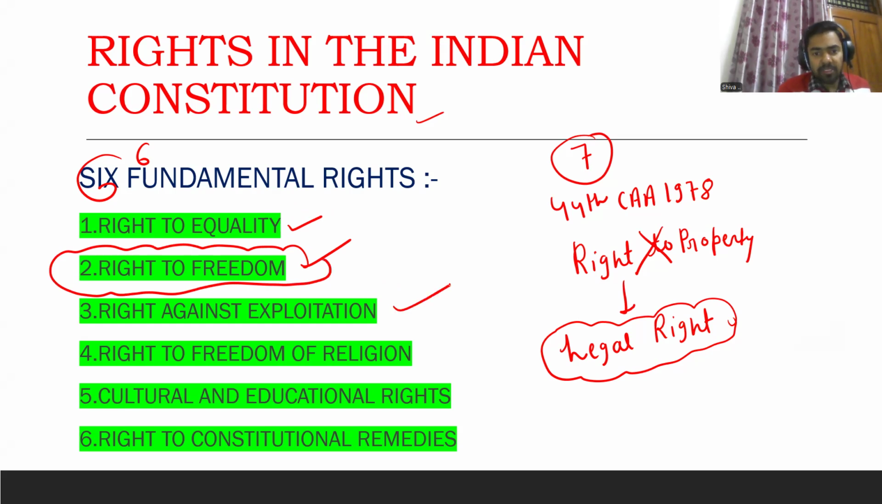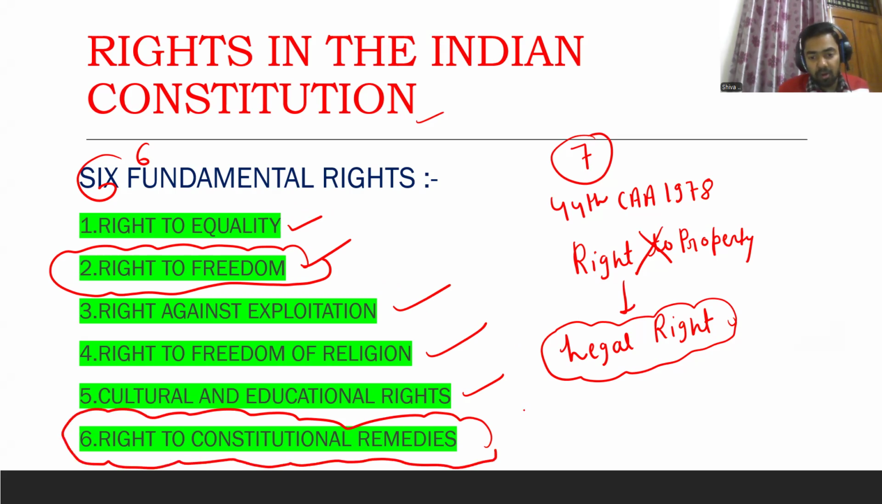Right against exploitation 23-24, right to freedom of religion 25 to 28, cultural and educational rights 29-30, and right to constitutional remedies. Again, a very, very important article, which is known as the heart and soul of our constitution, as said by Dr. B.R. Ambedkar, sir. It talks about the writs, 5 writs, to be issued by the Supreme Court or the High Court, by the Supreme Court under Article 32, and by the High Court under Article 226. So very, very important.